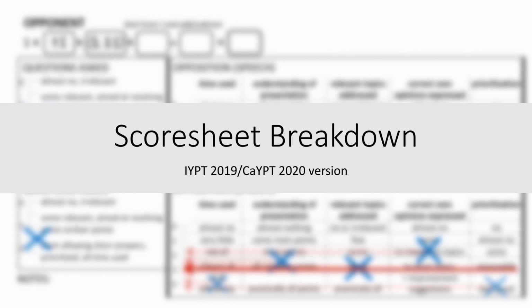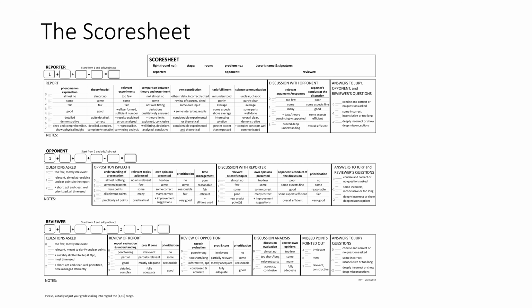Now we're ready to talk about the most important part of this video, the score sheet. The CaYPT score sheet is adapted from the international tournament score sheet. We keep our score sheet updated with respect to the international version. The main score sheet looks like a rubric.